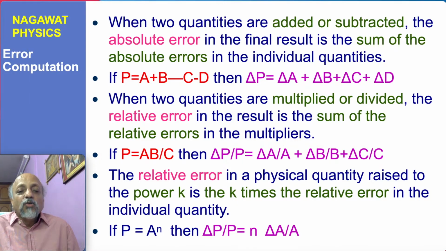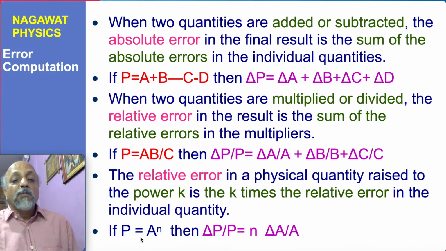But sometimes you can have a formula where P is A raised to power n, B raised to power n, C raised to power k, whatever the number. So the relative error in a physical quantity raised to the power k is k times the relative error in the individual quantity, which means suppose the formula of P is A raised to power n, then A raised to power n means multiplying A n times, A into A into A, n times. So you can very easily verify this relationship, that based on this formula the relative error in P will be n times the relative error in A.